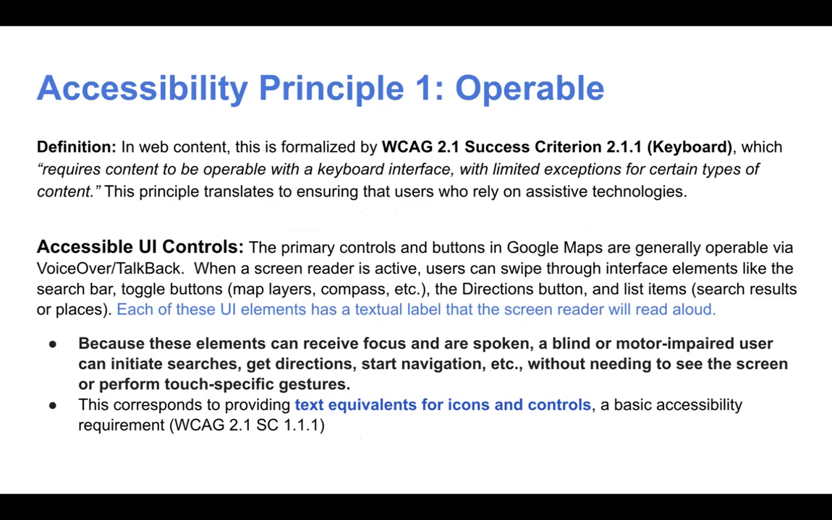Then let's talk about accessibility. First, the accessibility principle is operable. It requires content to be operable with a keyboard interface, with limited exceptions for certain types of content. When a screen reader is active, users can swipe through interface elements like the search bar, the directions button, and list items. Each of these UI elements has a textual label that the screen reader will read aloud. This corresponds to providing text equivalents for icons and controls.